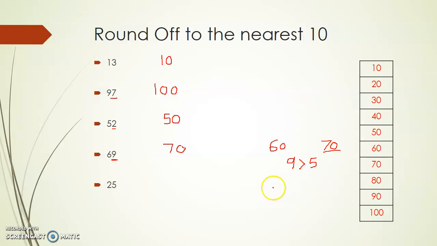25 comes between 20 and 30. Look for the digit in the ones place. 5 is equal to 5. Greater than or equal to 5, we go to the upper range. So the upper range is 30. So this is rounded off to 30.